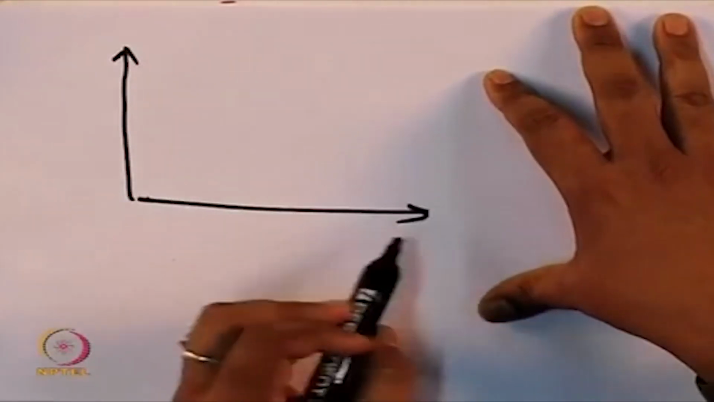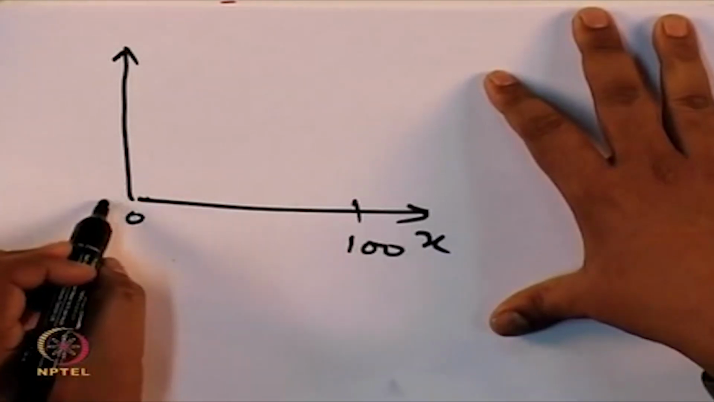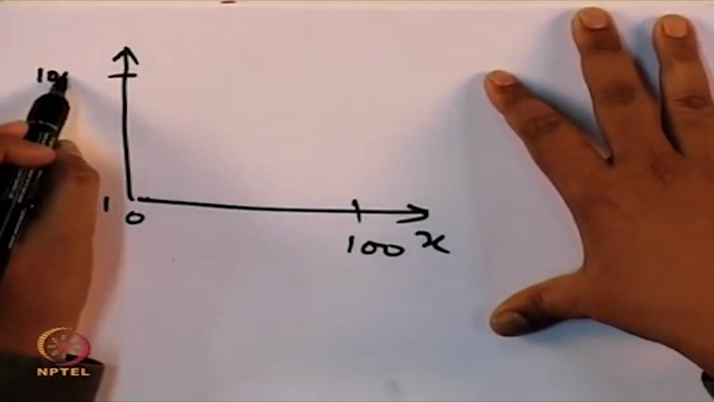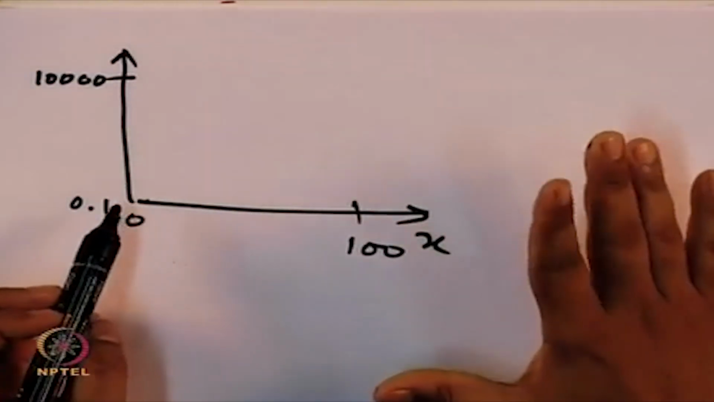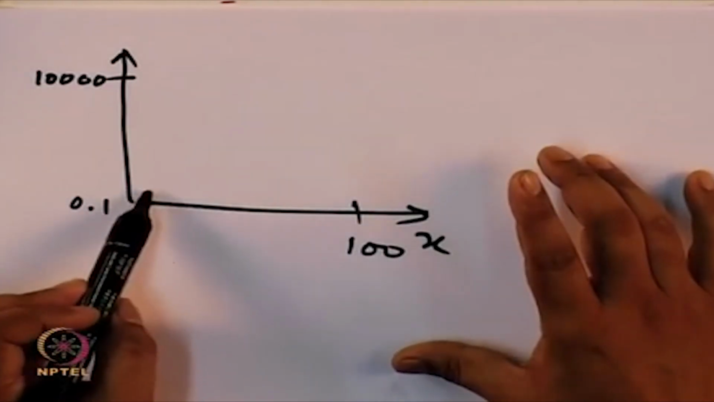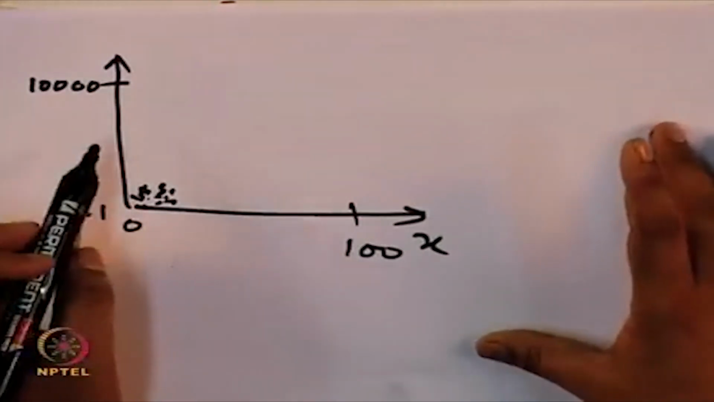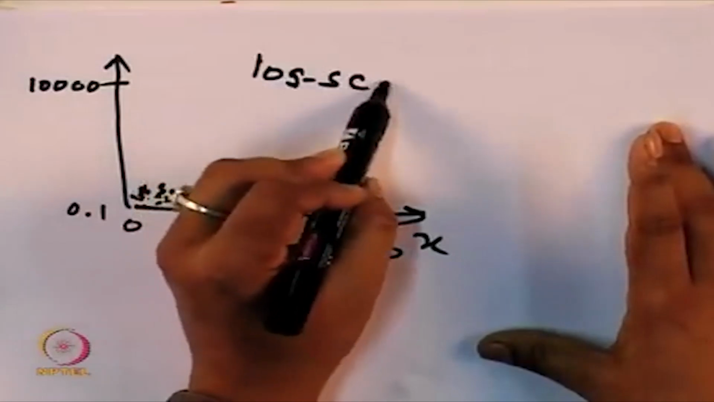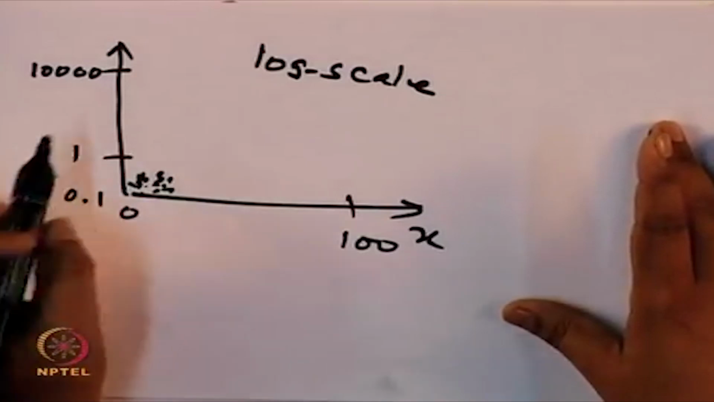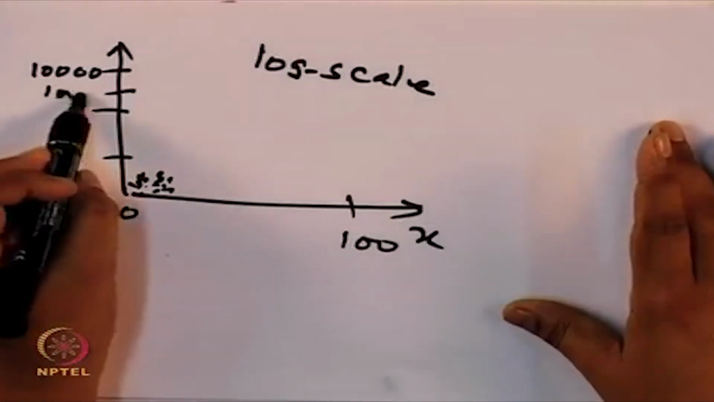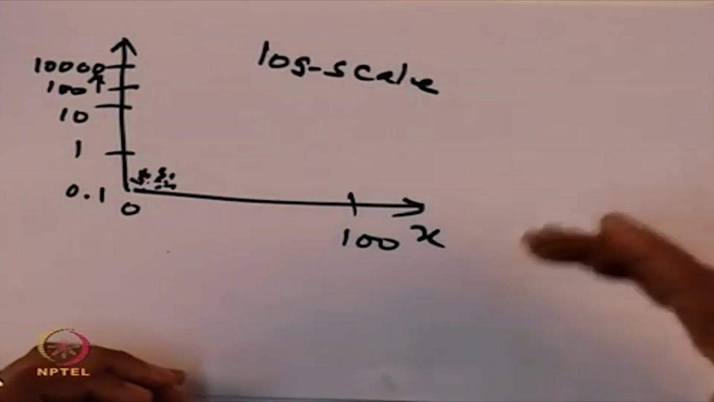Again, let us say you have a variable x which goes from 0 to 100 and a variable y which goes from 0.1 to 10,000. Here, if you put a linear value, all values which are very small will just look like a mess. But what you can do is plot it in log scale. Then accordingly, this will be 1, this will be 10, 100, and so on and so forth. So, the points will be well separated out and you can see them.